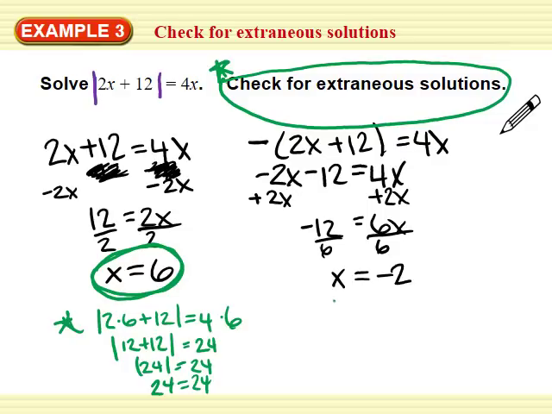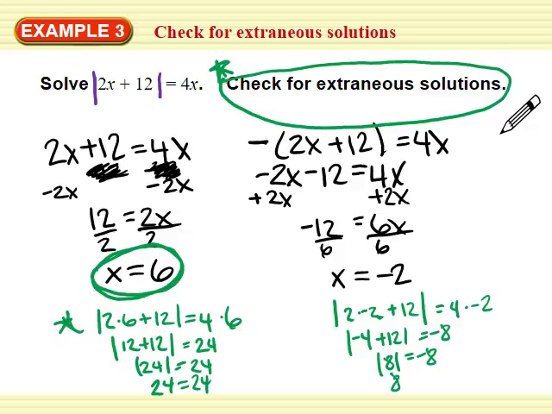Let's check out -2. 2 times -2 plus 12 equals 4 times -2. -4 plus 12 equals 8. Absolute value of 8 equals -8. 8 equals -8. That is not a true solution. So I want to put a slash through the equal sign, and x cannot equal -2. Therefore, I only have one solution.